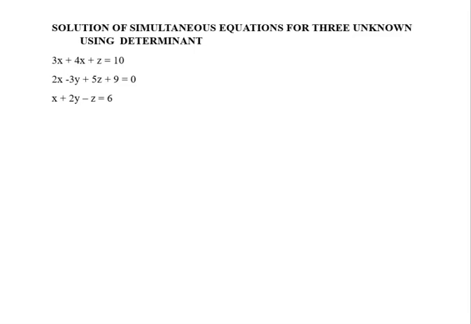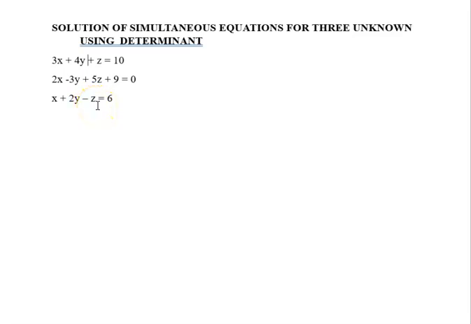So we are given 3x plus 4y, sorry, this is an error, it should be 4y, plus z is equal to 10, 2x minus 3y plus 5z plus 9 is equal to 0, then x plus 2y minus z is equal to 6.